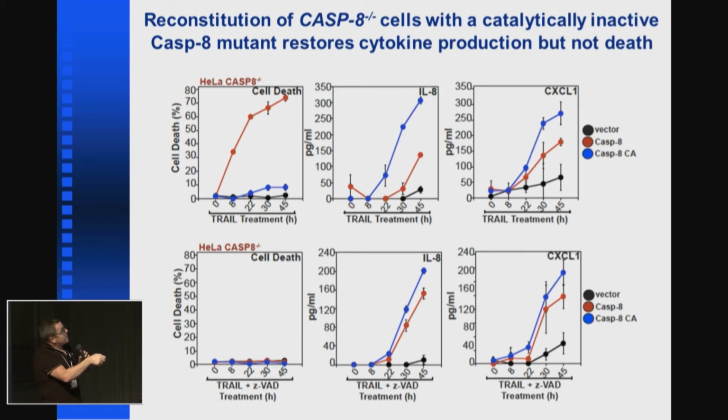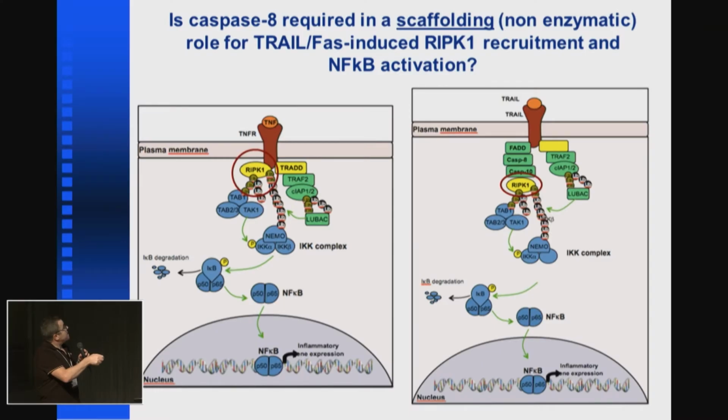But here in blue again, the catalytically inactive caspase 8, so the enzymatically dead caspase 8, can restore TRAIL-induced cytokine production in caspase-8 knockout cells, which was a very surprising result. We have other controls to show you that it works also with FAS.